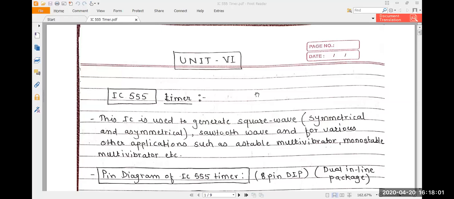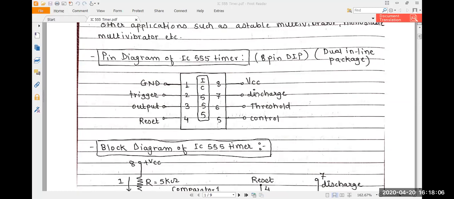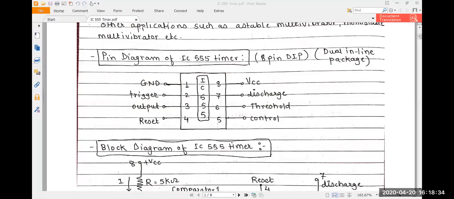First, we'll understand what exactly this IC is. It is basically an 8-pin DIP package. DIP is dual inline package. On both sides of the IC we have 4 pins. That is what is called a dual inline package. So you can see the pinout.